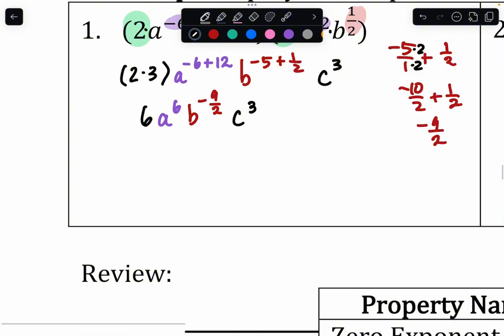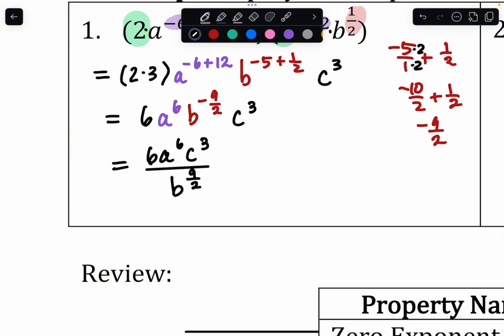Now before we commit to our final answer, we have a negative exponent, so only that term is going to move. And so everything else except the b term is going to remain on top. I'm going to add a fraction bar and put b to the positive 9 halves on bottom.